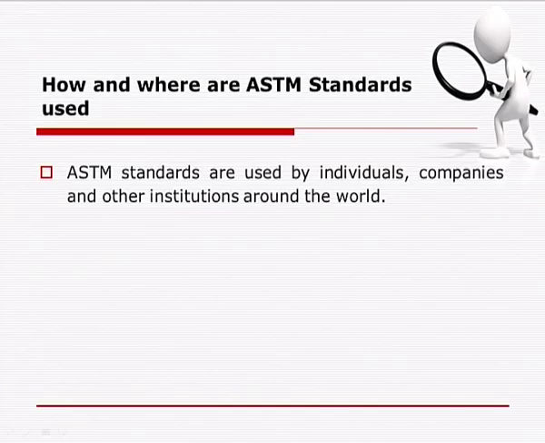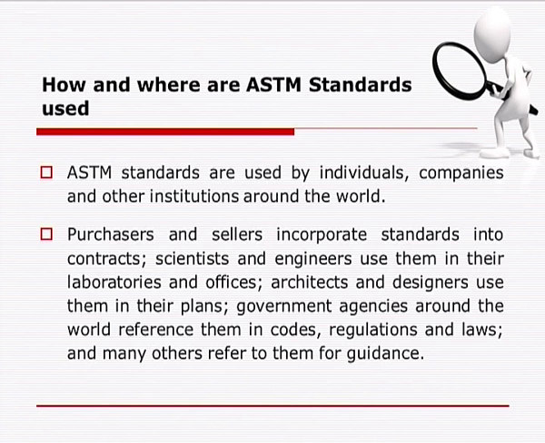So, let us discuss how and where ASTM standards are used. We have already discovered that it is covering many areas. If it is textile industry, paint or stone, any industry, it is covering a vast area. ASTM standards are used by individuals, companies and other institutions around the world. Purchasers and sellers incorporate standards into contracts. Scientists and engineers use them in their laboratories and offices. Architects and designers use them in their plans. Governments around the world refer to them in their codes, regulations and laws, and many others refer to them for guidance. So, ASTM is very important because it has a wide area.